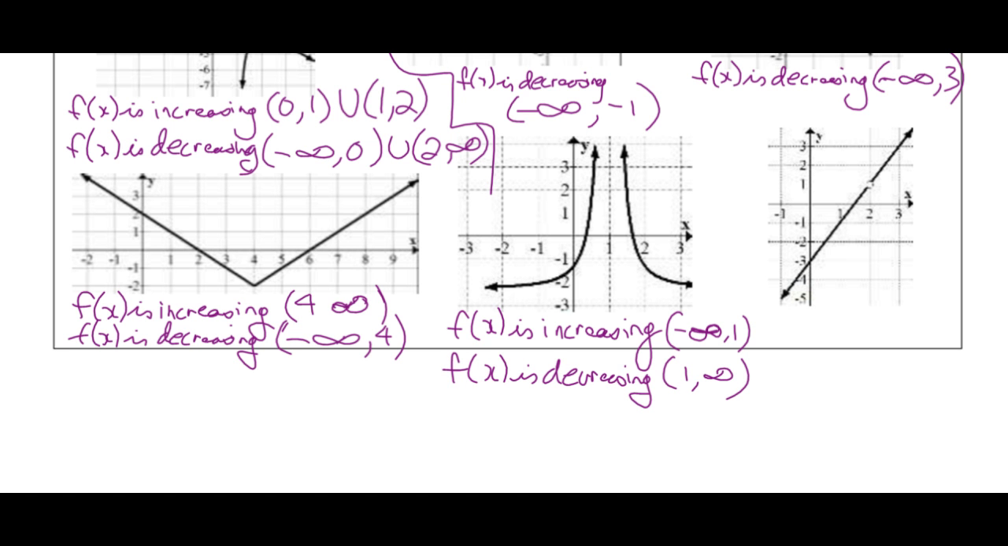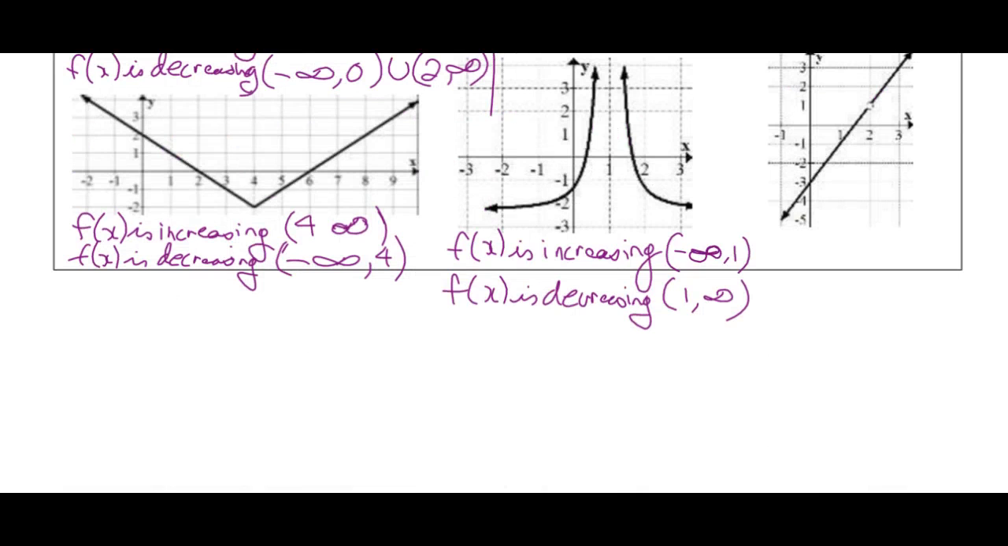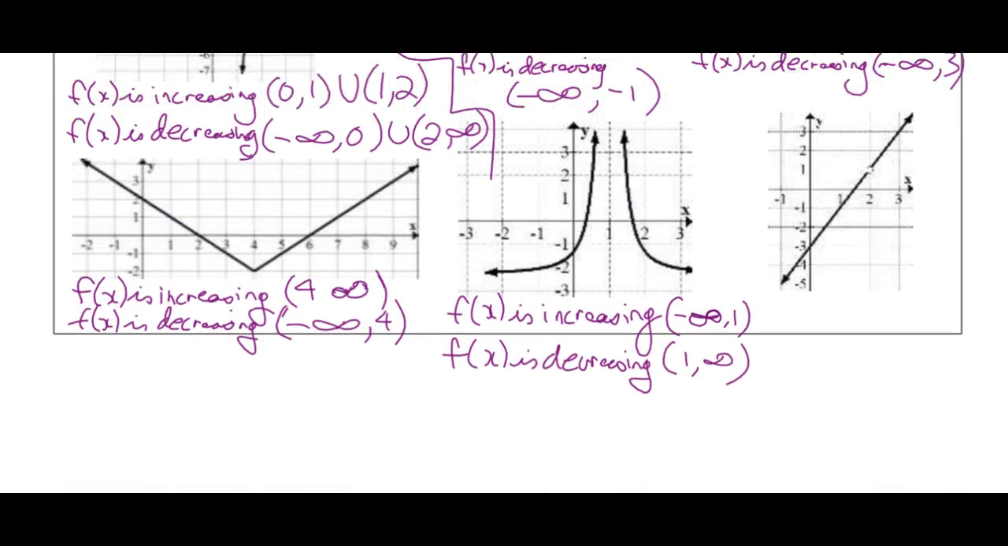And what else? Well, this is like this discontinuity here, except what's going on with this function? It's increasing constantly, and you have to do a little union thing. Yeah, that's right. We have to leave out 2, right? Because the derivative doesn't exist.